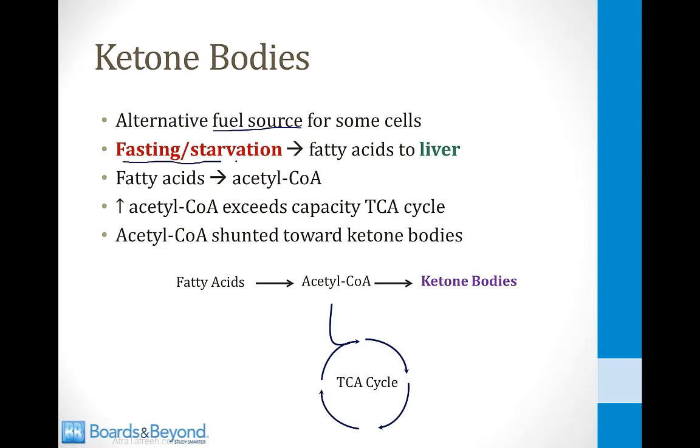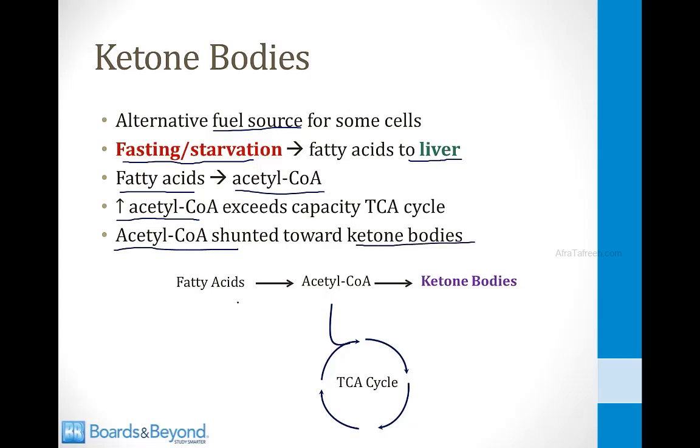In times of fasting or starvation, as you know, many fatty acids are sent to the liver, and the liver is where ketone bodies are synthesized. So during these times of fasting or starvation, the fatty acids will lead to high levels of acetyl-CoA in the liver via the process of beta oxidation. The high levels of acetyl-CoA can exceed the capacity of the TCA cycle, and as a result, levels of acetyl-CoA can climb. When this happens, acetyl-CoA will be shunted towards ketone body synthesis.